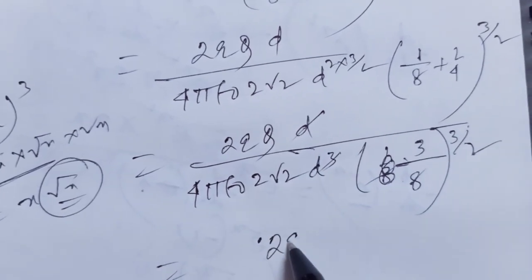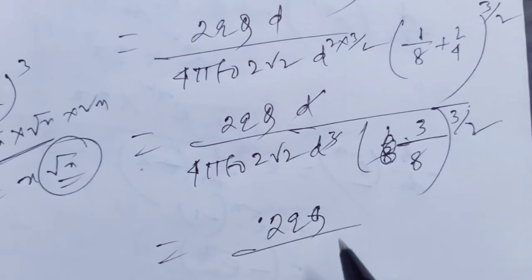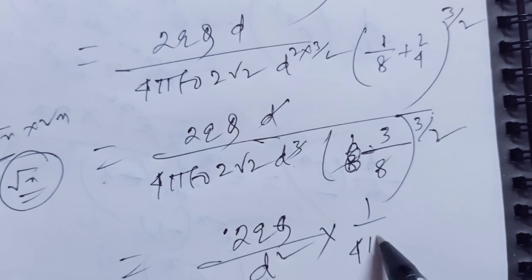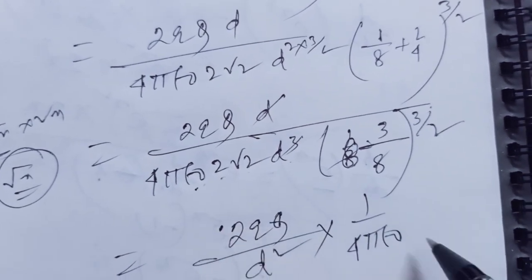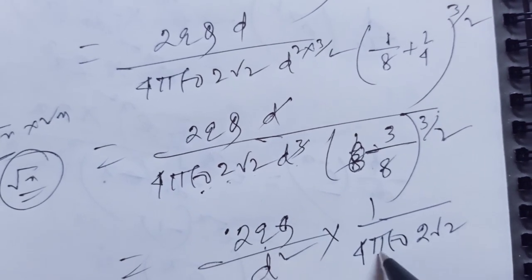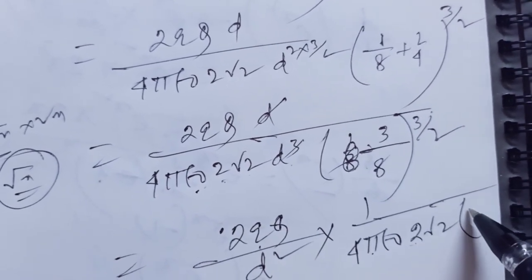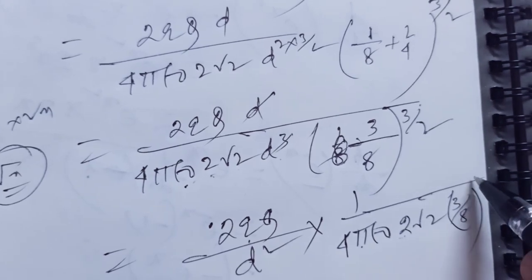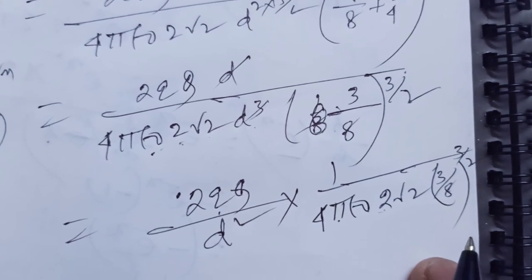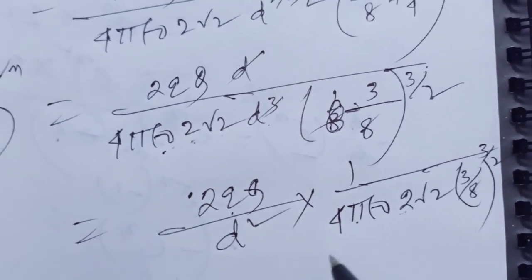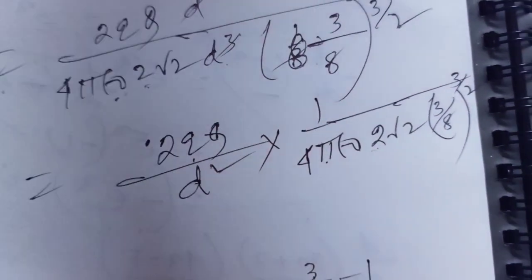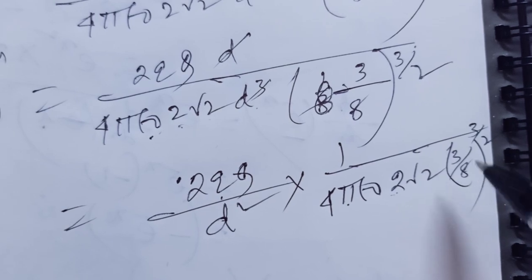So 2qd by d square here, and the numeric value: 1 by 4 pi epsilon naught, and it is 2 root 2, and 1 by 4 pi epsilon naught and 2 root 2, and it is 3 by 8 whole to the power 3 by 2. And calculate, students, and if we calculate that particular one, then it is qd by 4 pi epsilon naught.